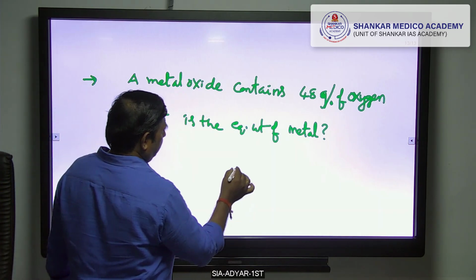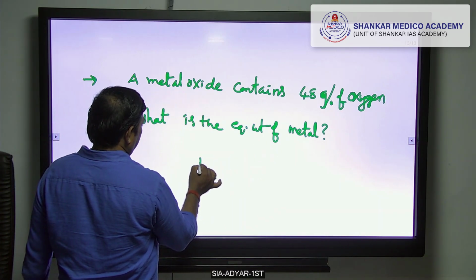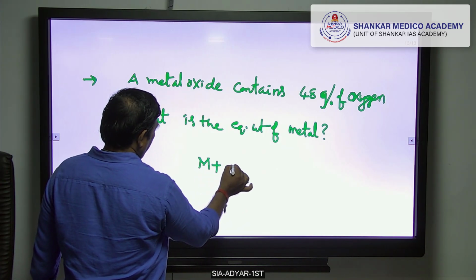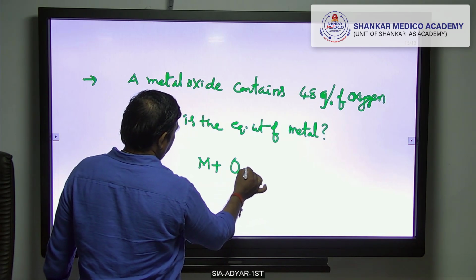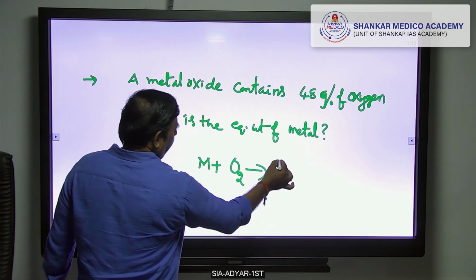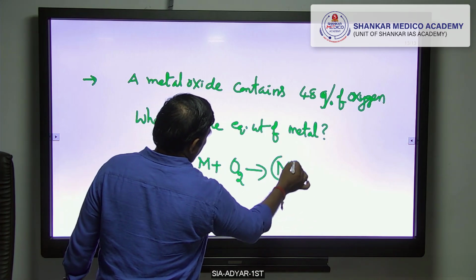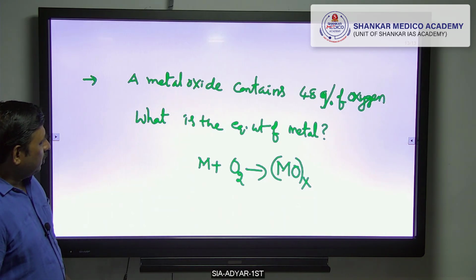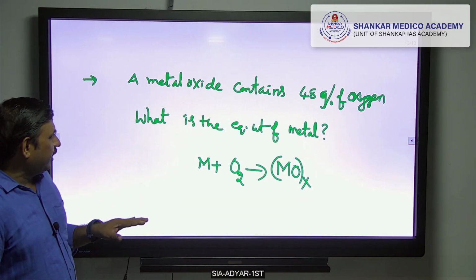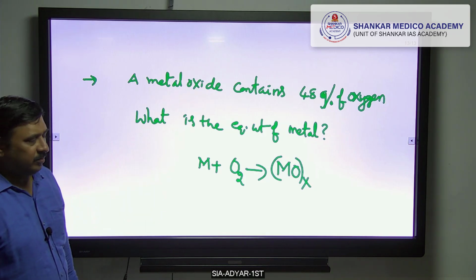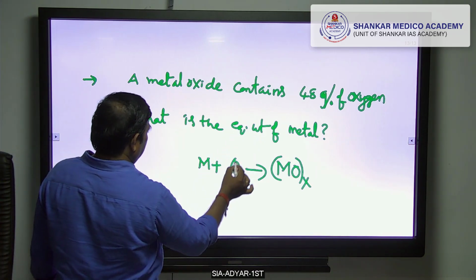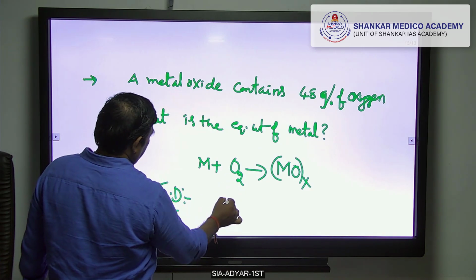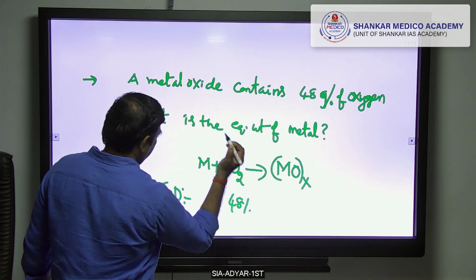A metal oxide means it is containing metal and oxygen. We don't need a balanced equation here. So let us consider the metal is M, and oxygen means O2. We don't know how many moles. The product is metal oxide, it may be MO taken X times. So here we have to calculate the equivalent weight of the metal. The oxygen percentage is given. So what is the given data? The oxygen percentage is 48%.